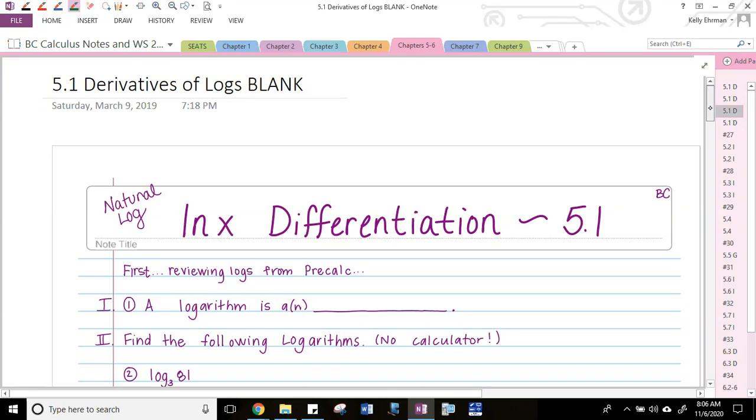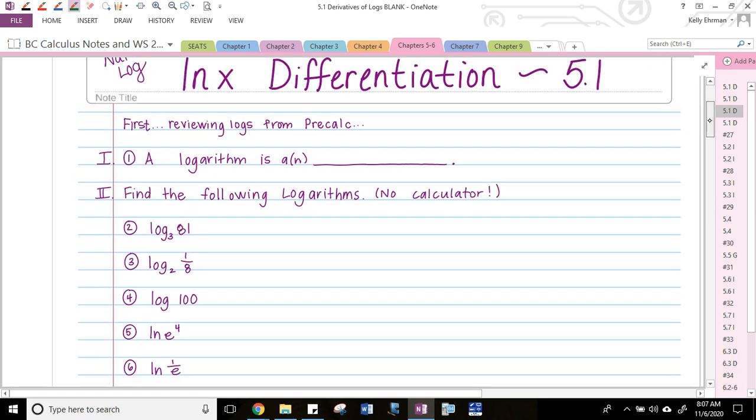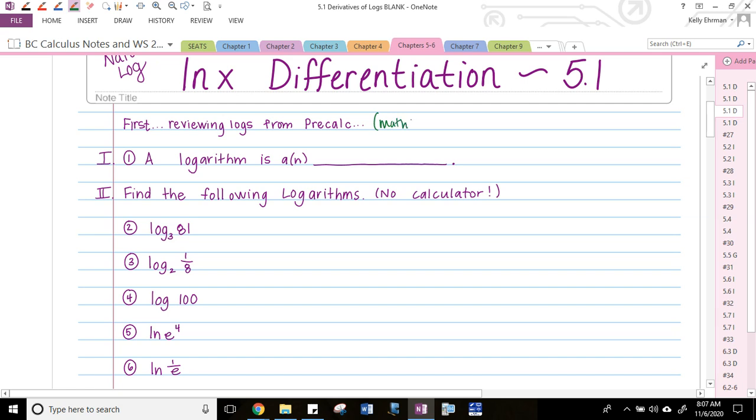All right, we are in chapter 5, and we're going to start paying attention to logarithms and exponential functions. So starting off with natural log of x and differentiation, or taking derivatives of natural log of x. Before we get into the calculus, we have to review pre-calc and Math 3 or Algebra 2, whatever year you're looking at this.